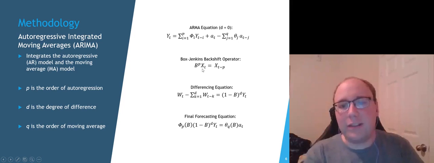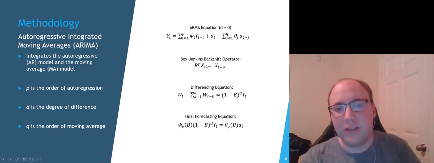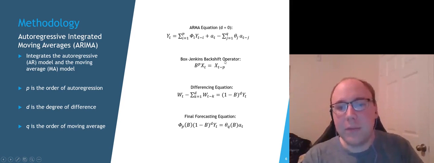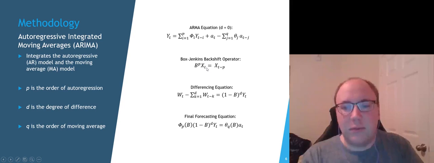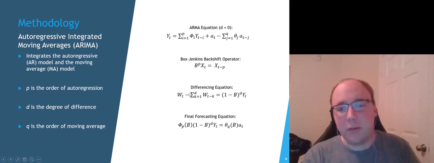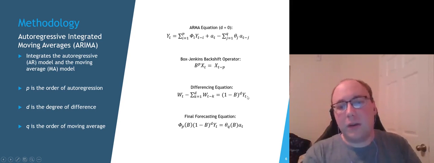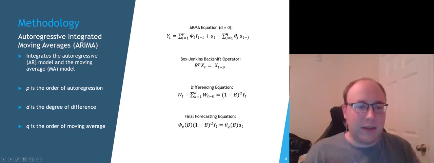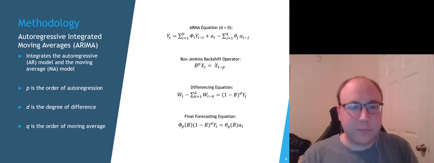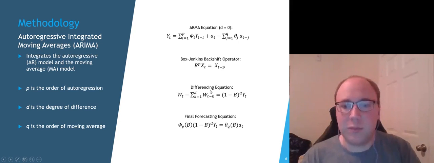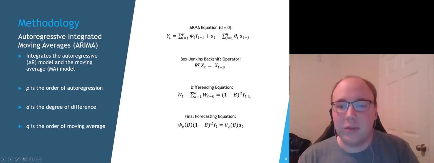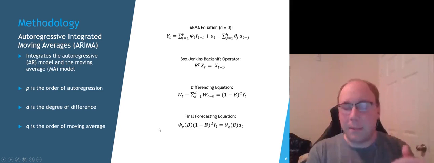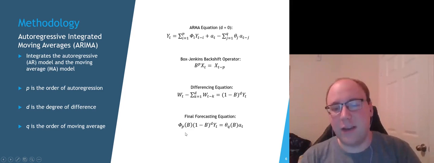But then we wanted to simplify it, so we simplify it using the Box-Jenkins backshift operator. This is just a simplification technique to make it a bit easier to read. But then we did want to introduce that differencing equation, which is basically, like with the Holt's double exponential smoothing, taking the differencing between two equations, and that's how you get this result over here. We combined everything together and get this final forecasting equation.